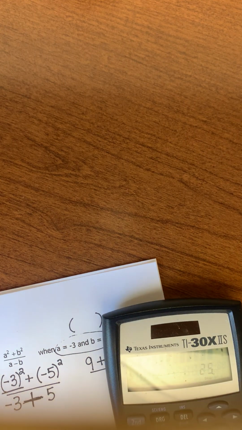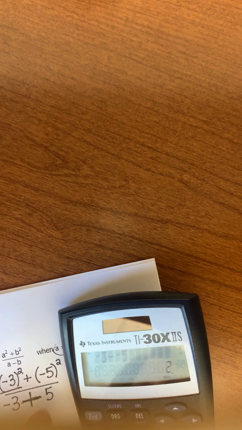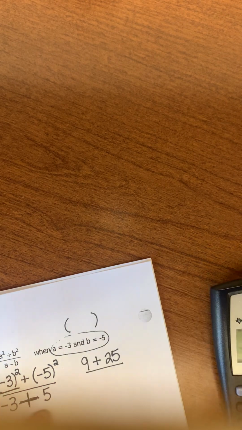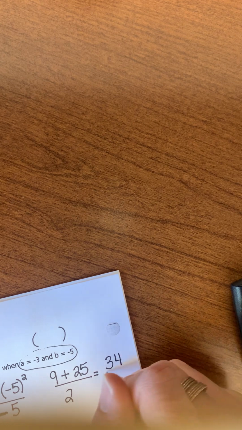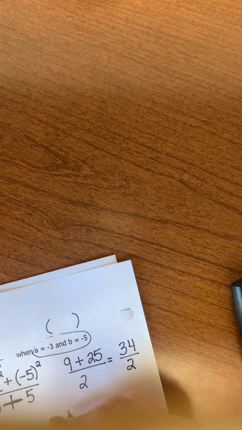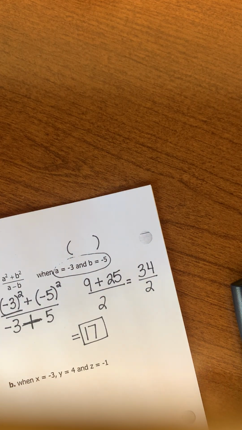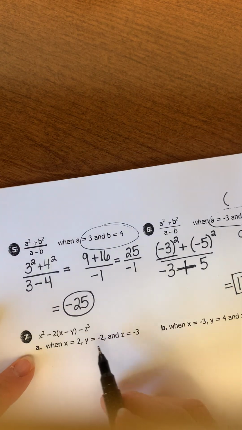Okay, down below, even, and I'll show you both ways. -3 minus the -5 would have given me a 2. Okay, or -3 giant plus sign 5 would have given me a 2. Okay, so add up your top to get 34. 34 divided by 2 is 17. 17. Okay, we have 4 more. Hang in there, hang in there. You got this.